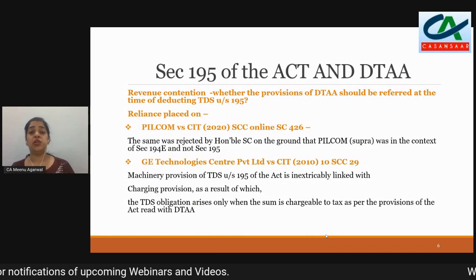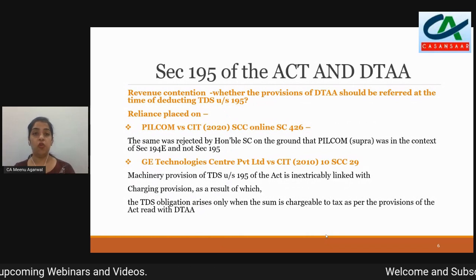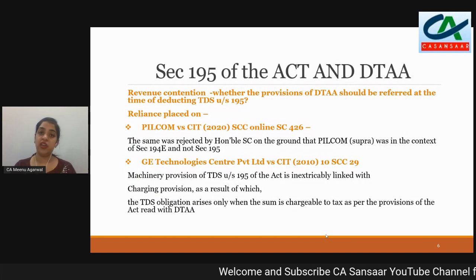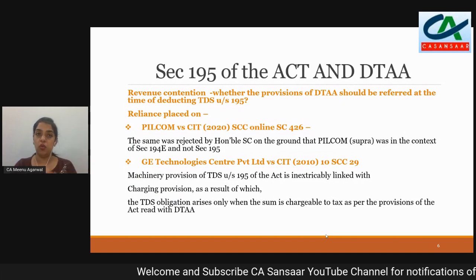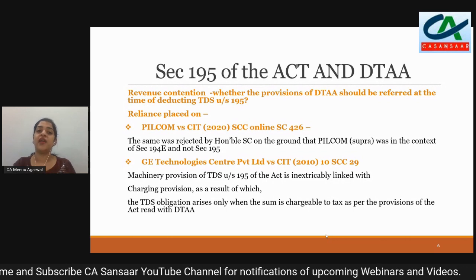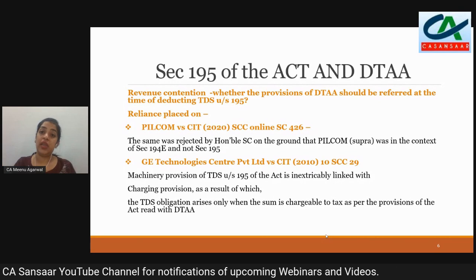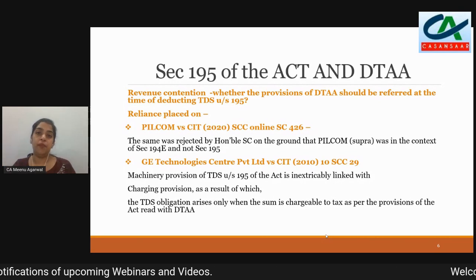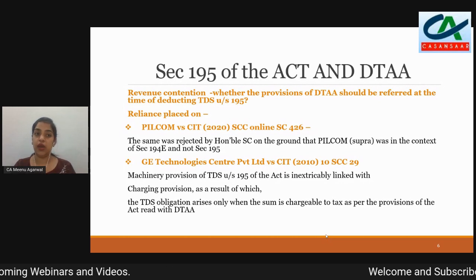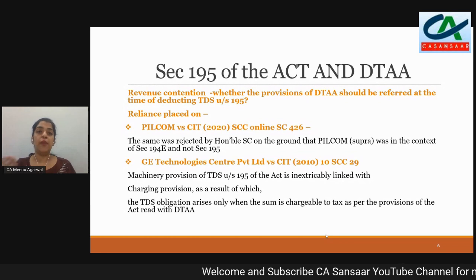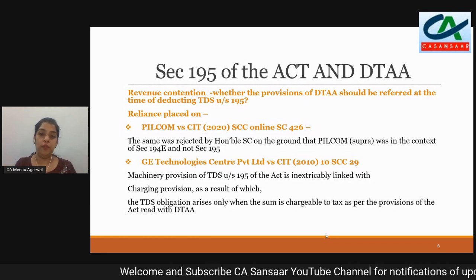The first contention of the revenue was that to deduct TDS under Section 195, should a payer who has an onus or a responsibility analyze the provisions of DTAA at that stage itself, or should it be treated as a preliminary part and not a final assessment? The revenue also placed its reliance on the apex court judgment in the case of Pilcom.